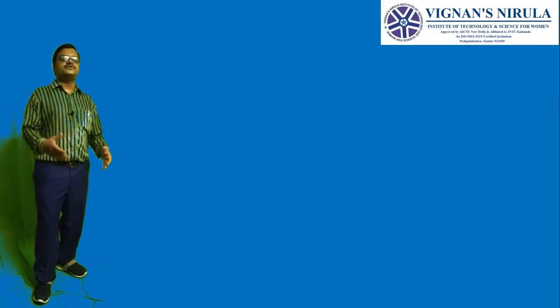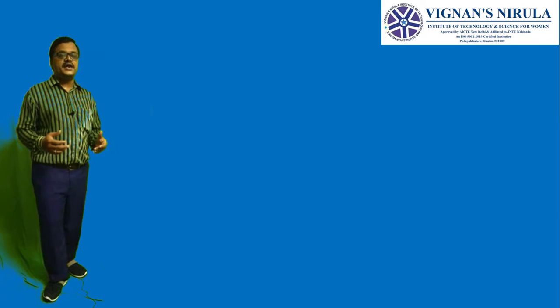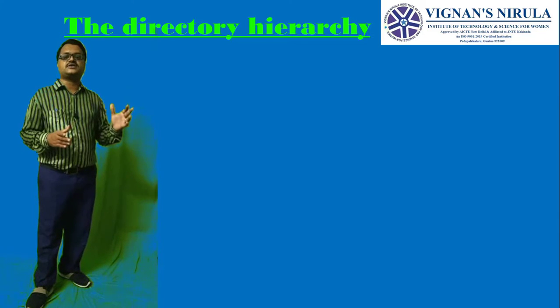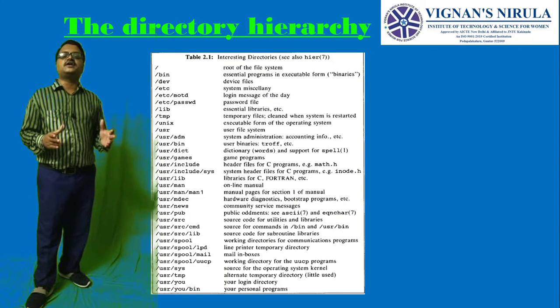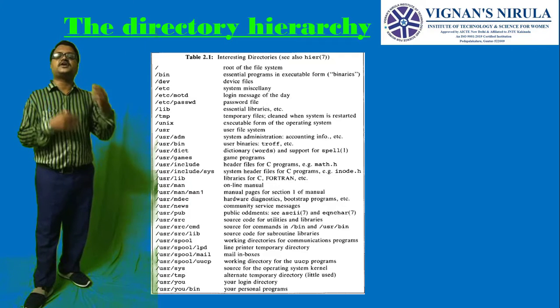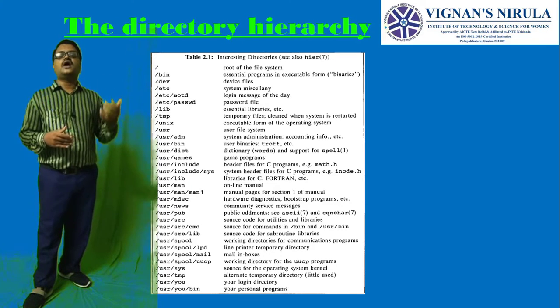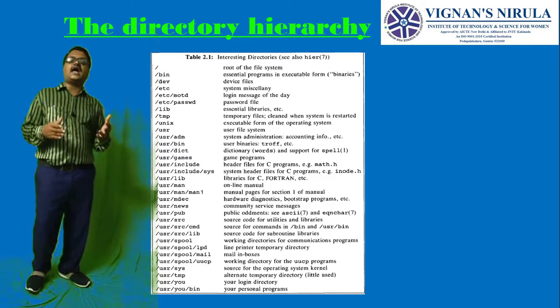Next is directory hierarchy. What is a directory hierarchy in Unix, and why do we use it? We use it because not everything should appear in a single directory; it should appear in parts. The structure of the directory in Unix is hierarchical, an inverted tree-like structure, because it is easy to add and remove.